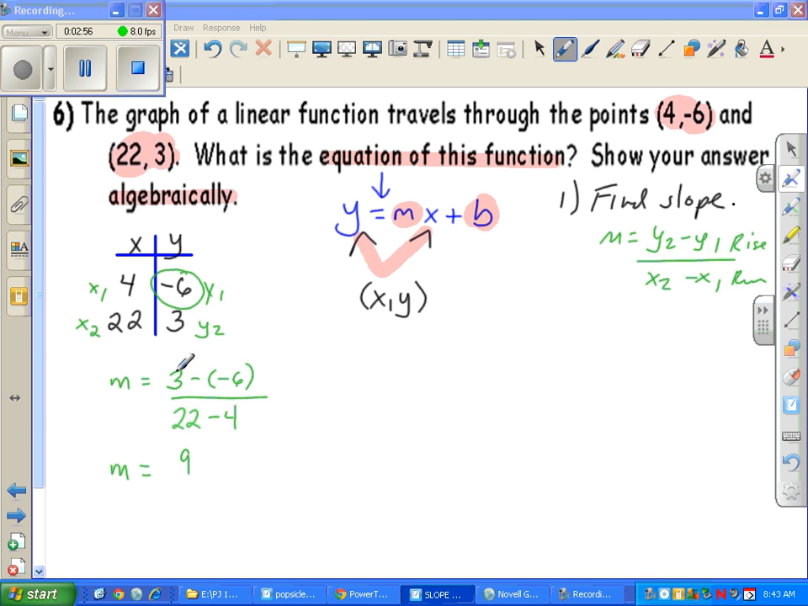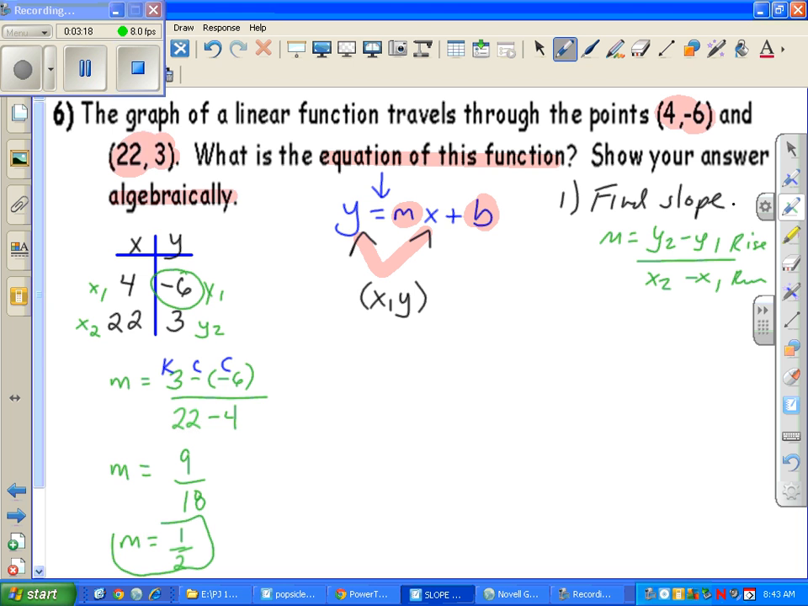Since we're subtracting a negative, this expression really means to add. You may recall from last year that you might have used keep-change on these types of problems. That's going to become 9. 22 minus 4 is 18. So I get the ratio 9 to 18. Remember, we always want to simplify our slope ratios. So the slope of this function is 1/2 or 0.5. So we've taken care of step 1.